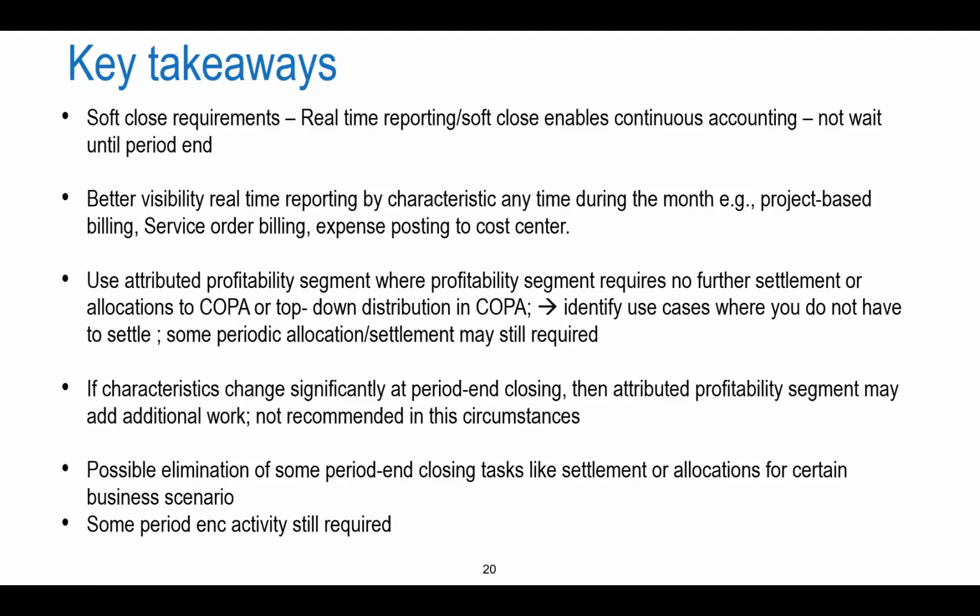Like I was showing in this example, in the configuration, the system provides a lot of flexibility. Let's say you are using internal orders. You can use the attributed profitability segment only for certain order types, or you can create a specific Z order type and then enable this functionality only for that order type, where you can take advantage of this feature. Likewise, you can do the same thing for cost centers, where only certain cost center categories have this feature enabled.